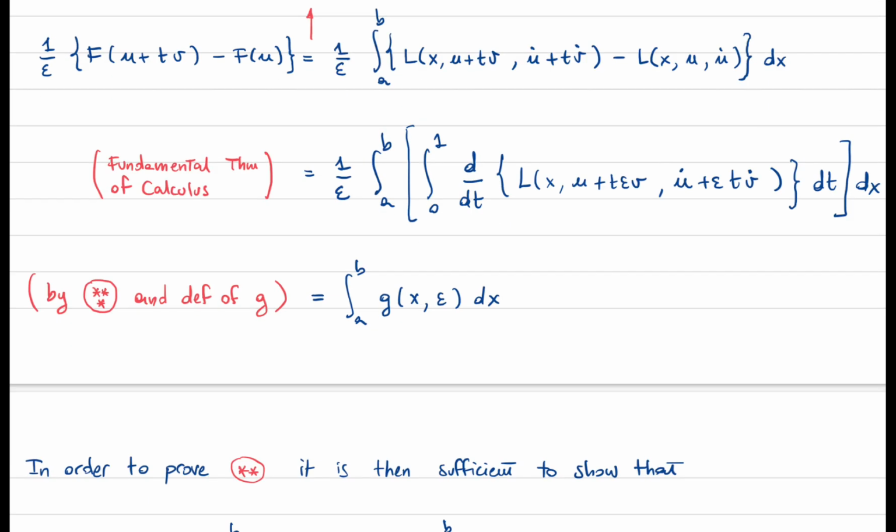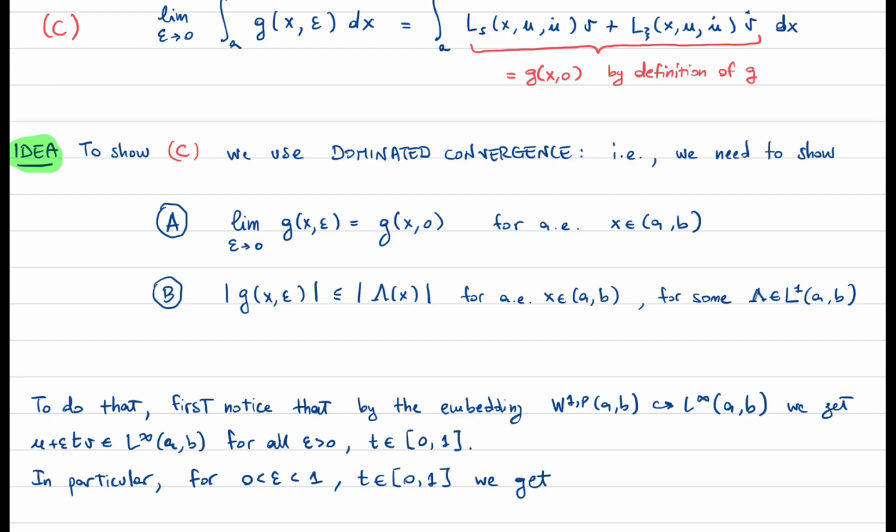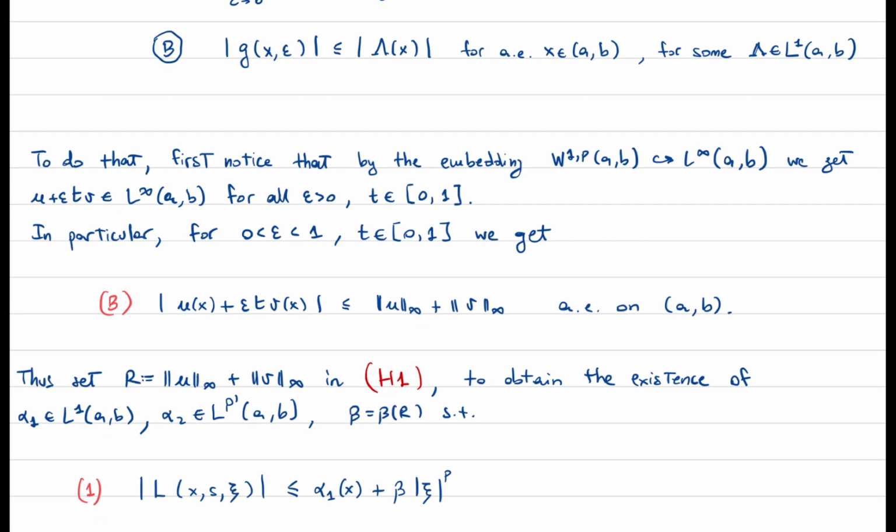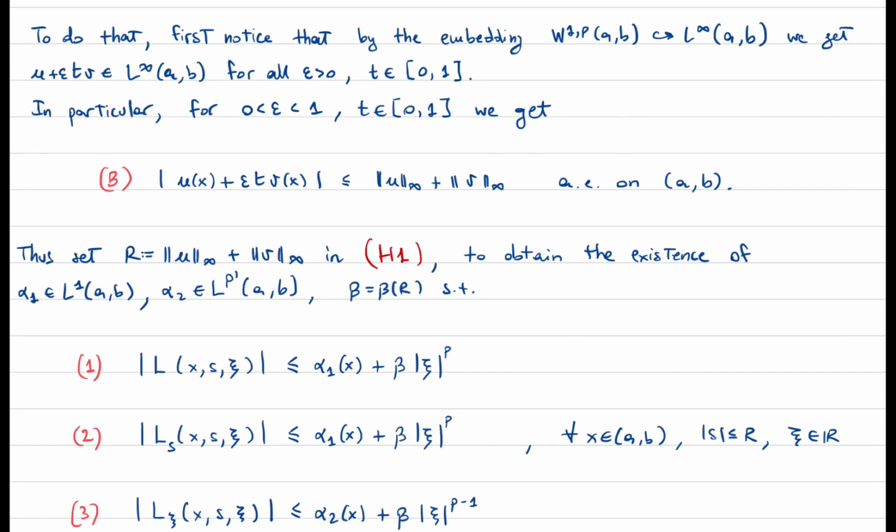Okay, so let's move forward with the proof. And we start by showing the pointwise limit in point A. First of all, let's recall the assumptions.